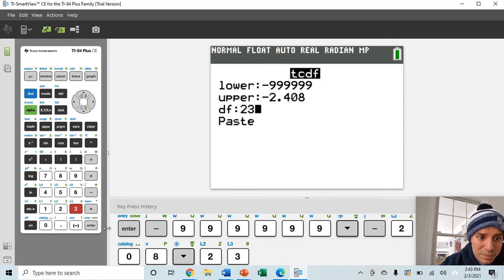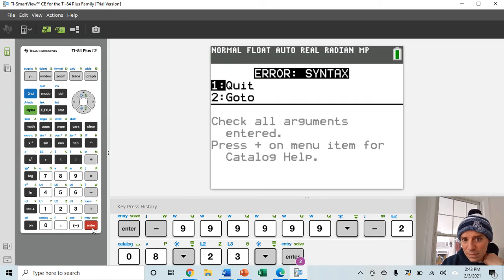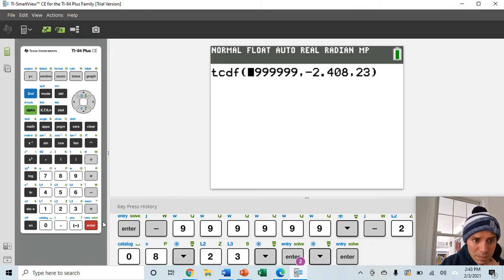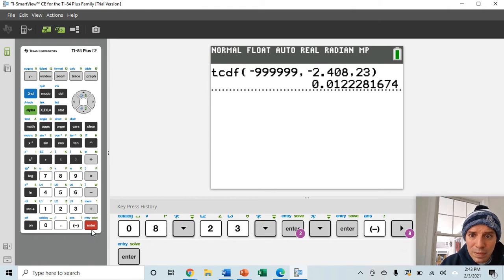Go ahead and hit paste. Oops. Negative, sorry. I used the minus sign by mistake. And there you go, there's your answer.